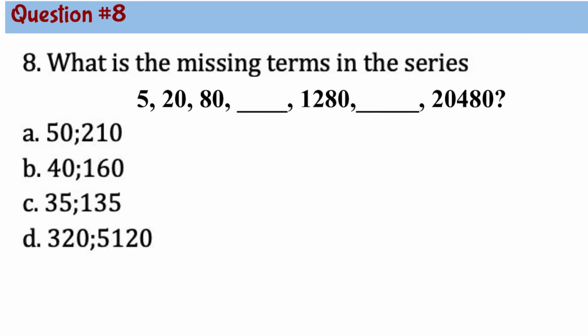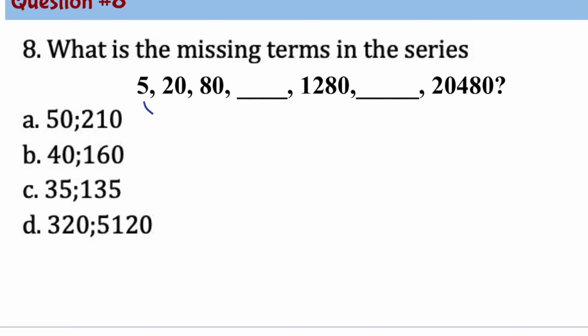Question number 8. What is the missing term in the series 5, 20, 80, and so on? So in dealing with this type of question, you need to look for patterns. Let's take a look at the first and second term. 5 becomes 20. 20 becomes 80. What do you think is the pattern?